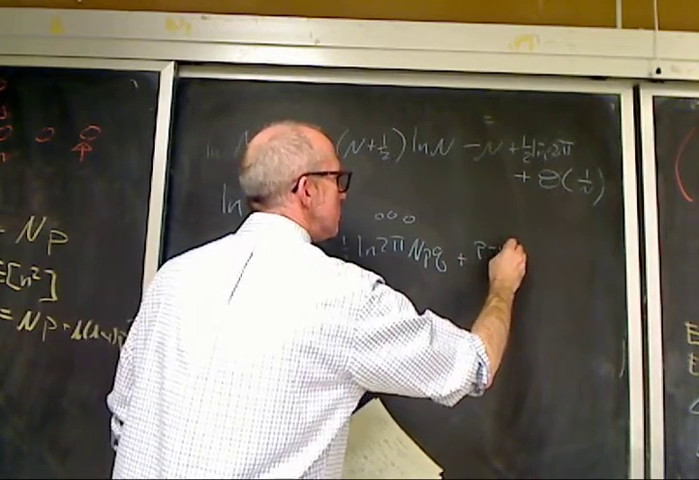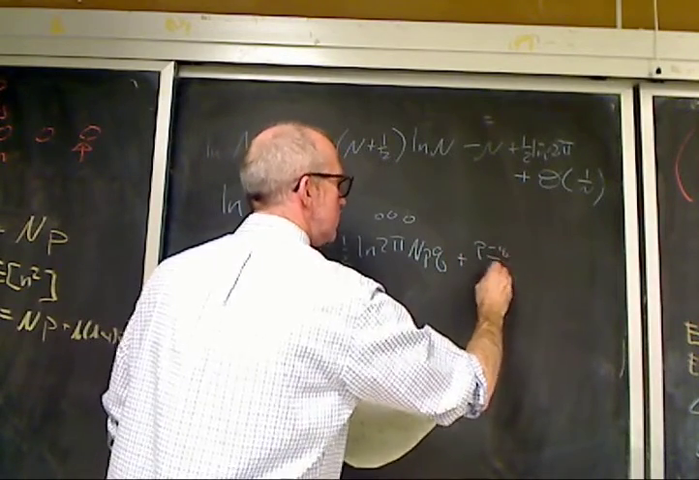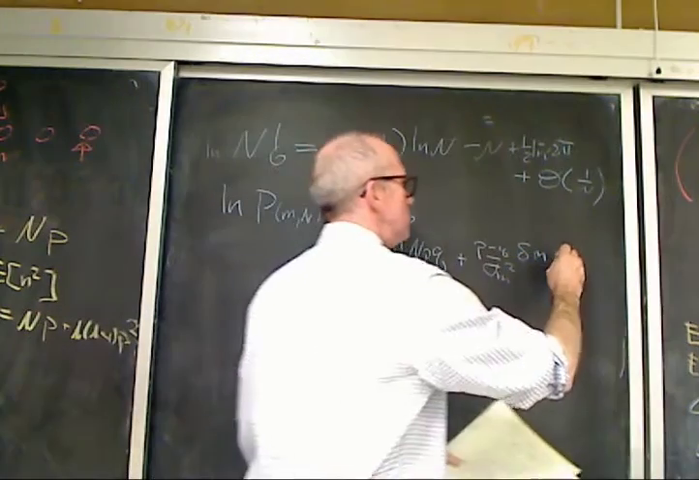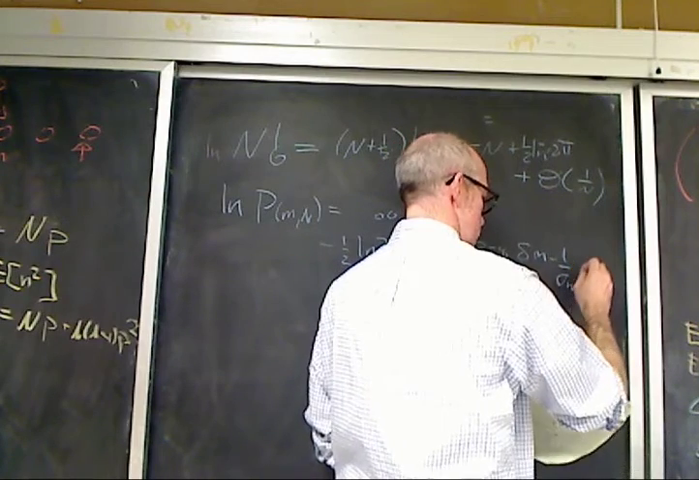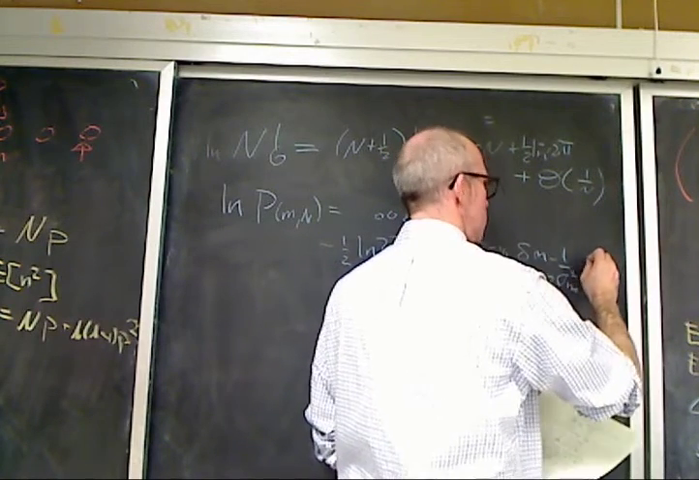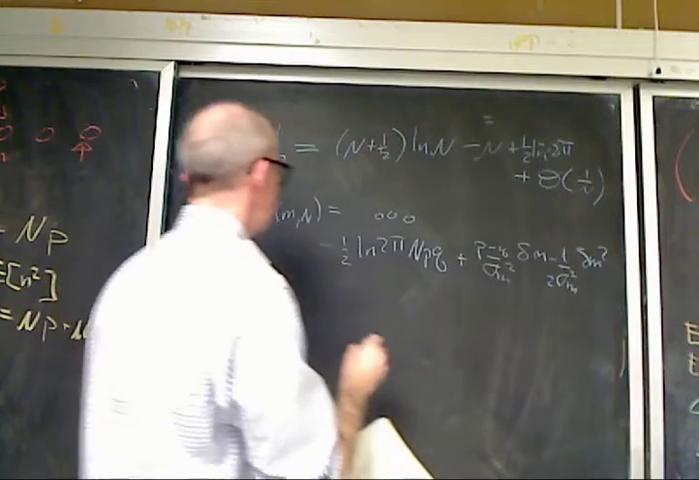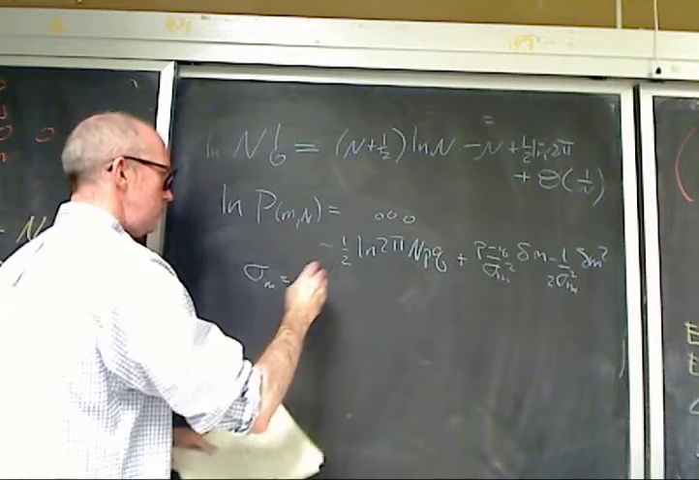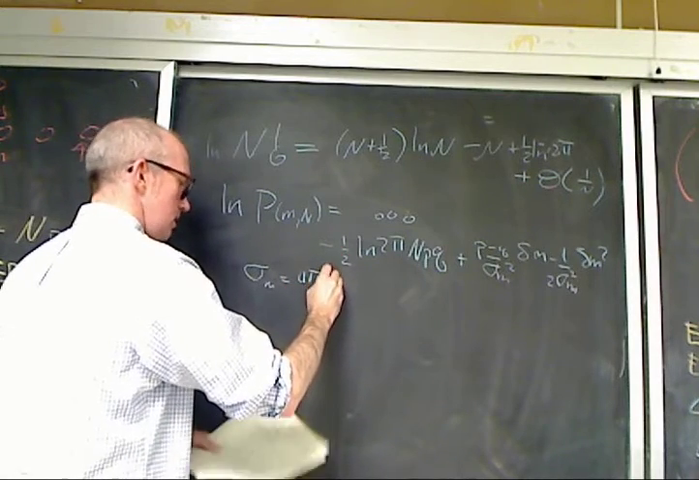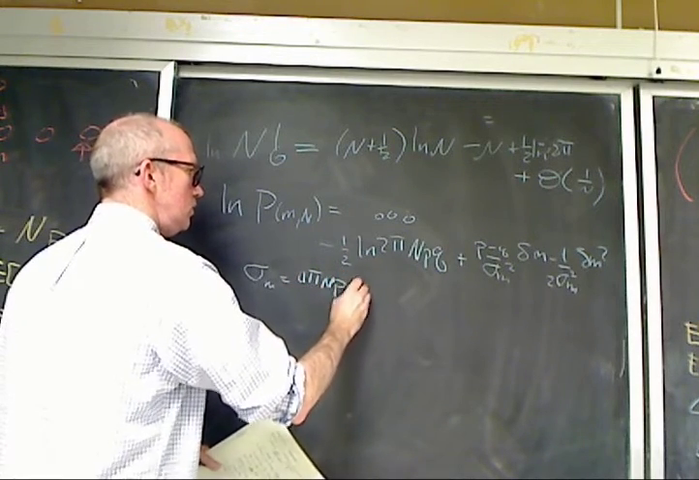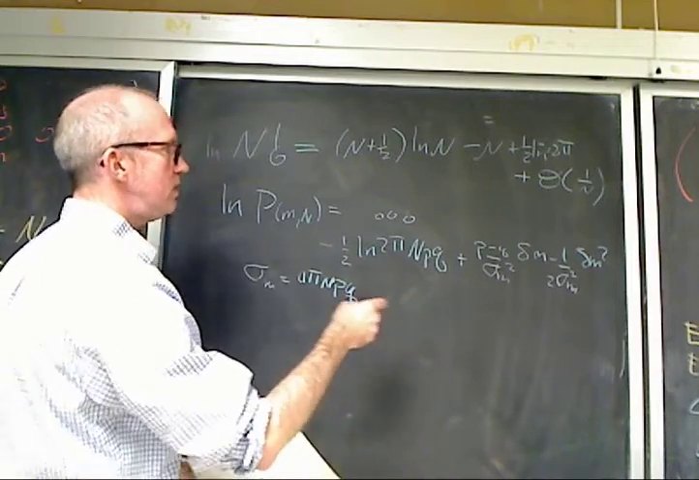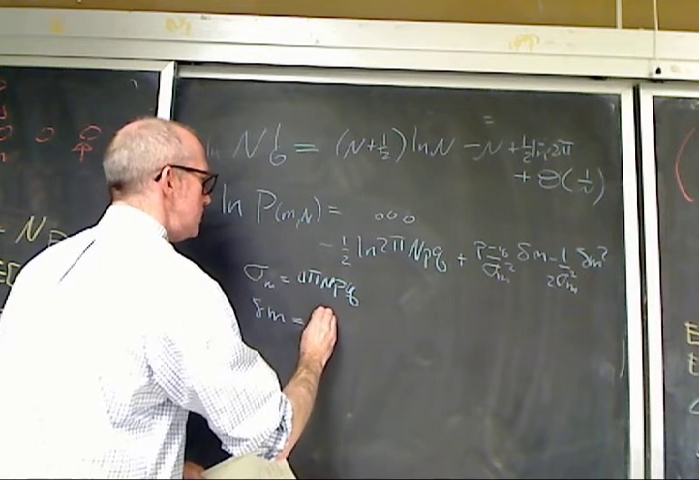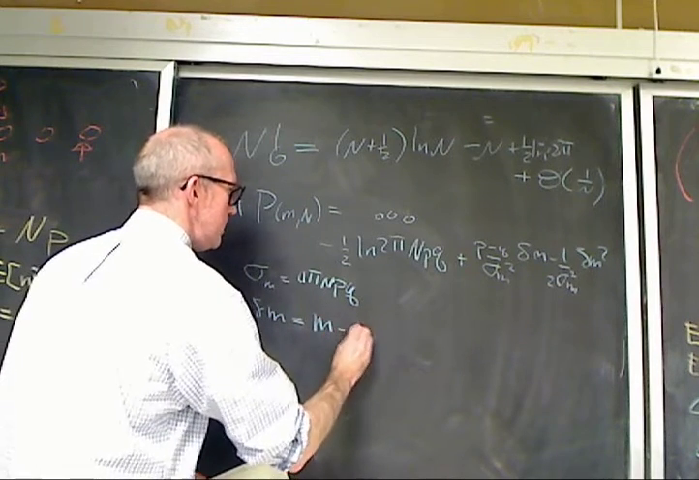plus P minus Q over sigma m squared delta m minus 1 over sigma m squared delta m squared, where we're introducing two variables. Sigma m squared is just 4 NPQ. That's just the variance that we found before. And delta m is m minus the average of m.